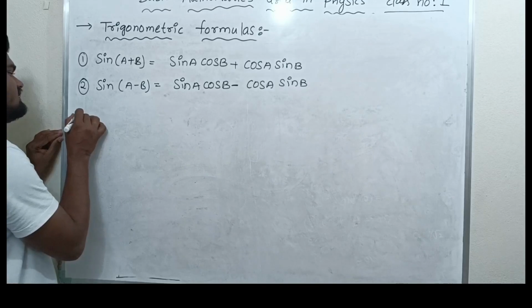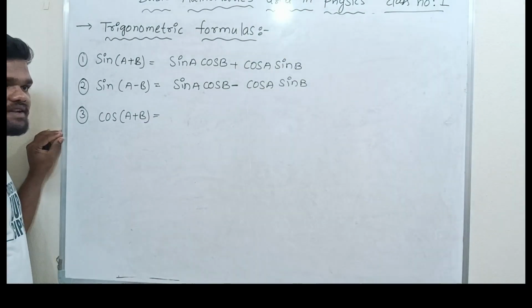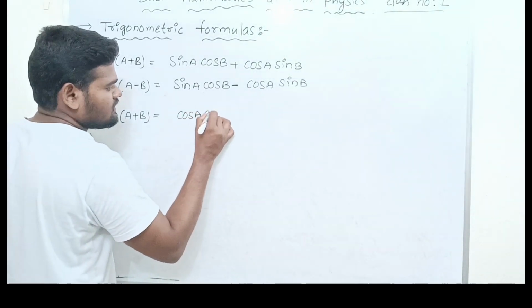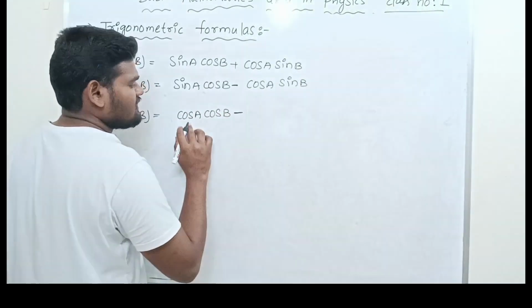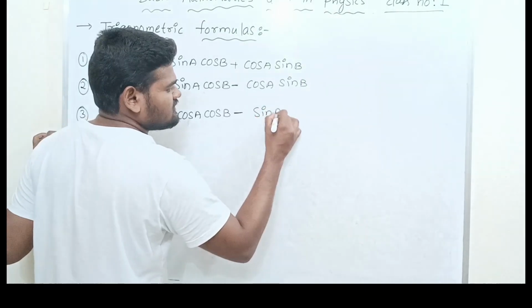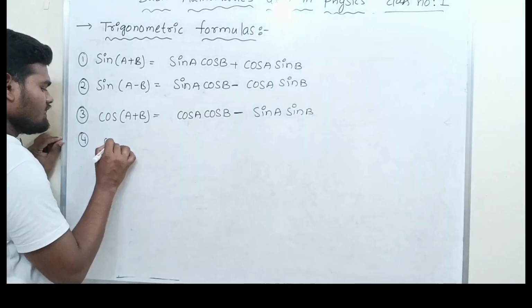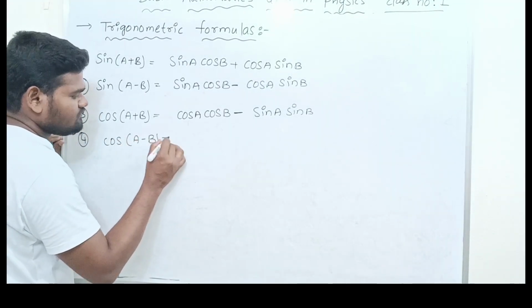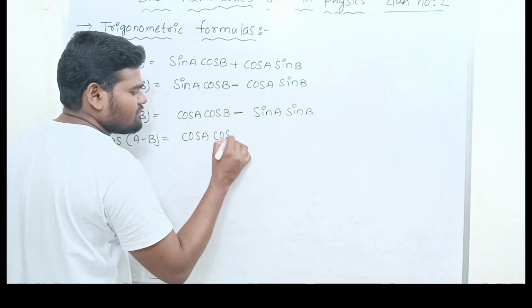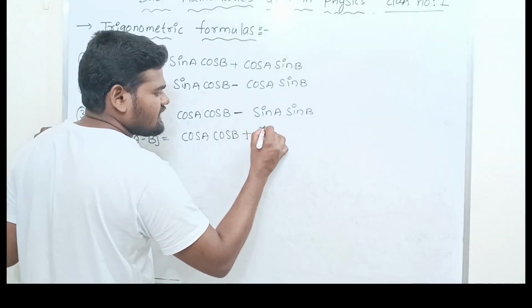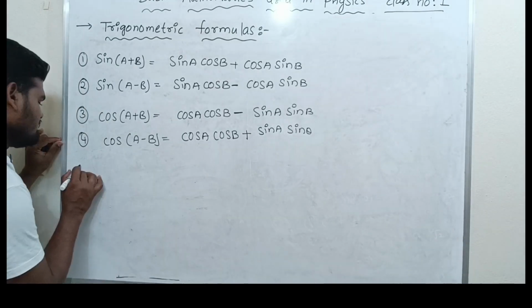Is it clear? Third one, cos of a plus b. So cos a cos b, here plus is there, just we have to write minus here. Cos a cos b minus sin a sin b. Is it clear? Fourth one, cos of a minus b, opposite to this, just place plus in the middle: cos a cos b plus sin a sin b.